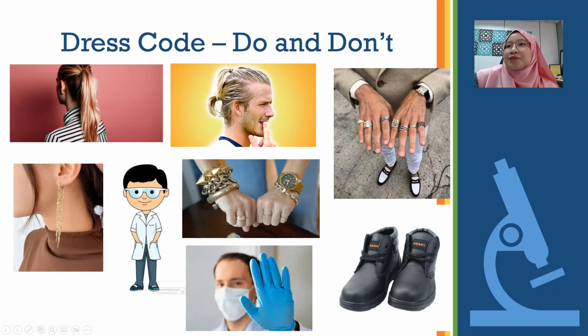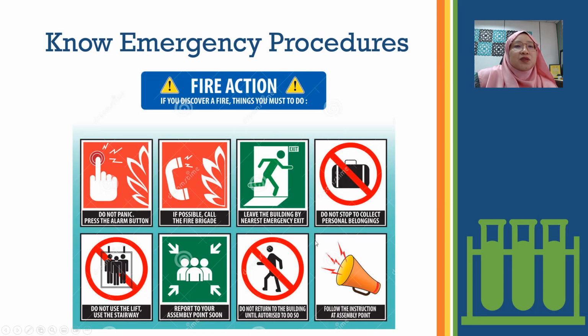The third one is you need to know your emergency procedure in case anything happens. So these are the symbols that you need to see and observe in the lab. For example, do not panic, press the alarm button. If something happens, for example you are stuck in the equipment, do not panic, press the alarm button, so the help will come as soon as possible.